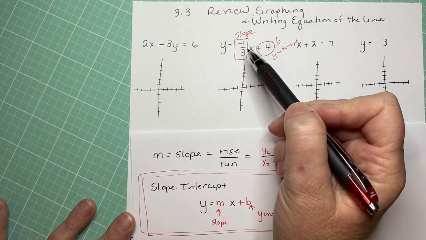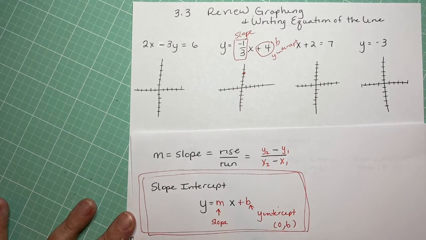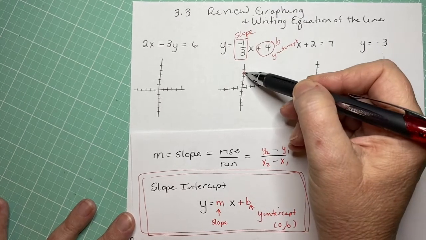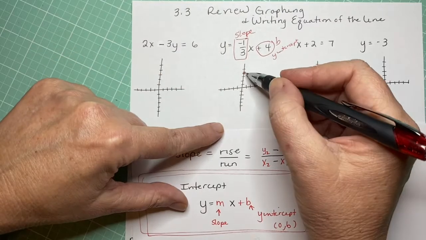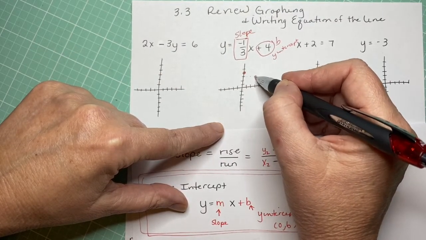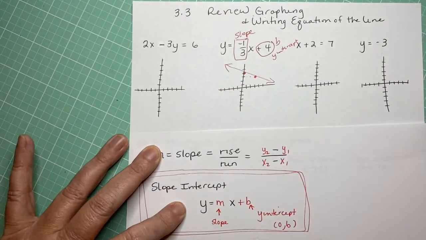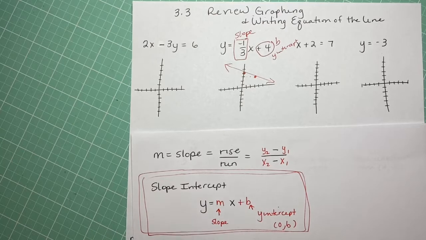Then my slope is -1/3, which, remember, slope is rise over run. Negative, you would go down to the right; positive, you would go up to the right. So I'm going to start here, and then the -1 tells me to go down 1, and the 3 on the bottom tells me to go right 3. And then 2 points make a line. So I'm done. If you're really confused about that, watch video 3.1 because I go into deep detail about how to graph by slope-intercept.